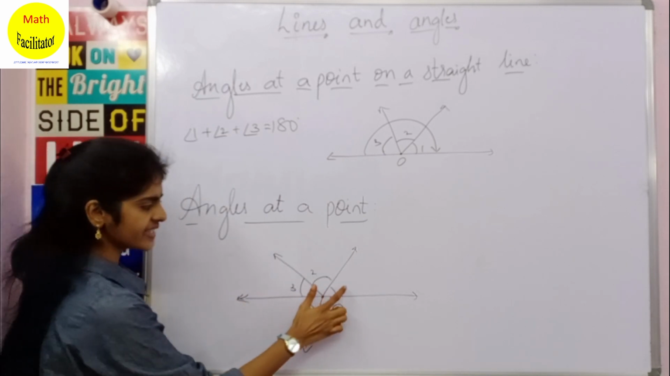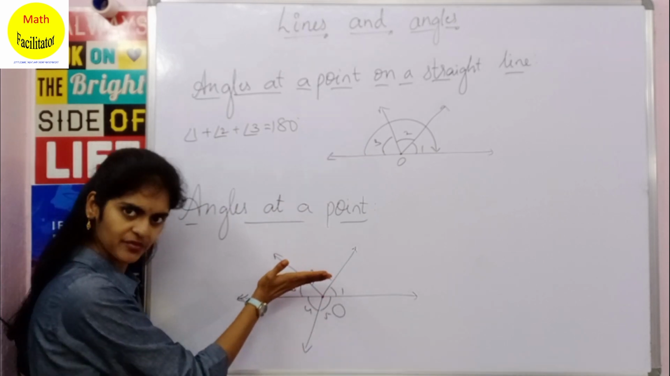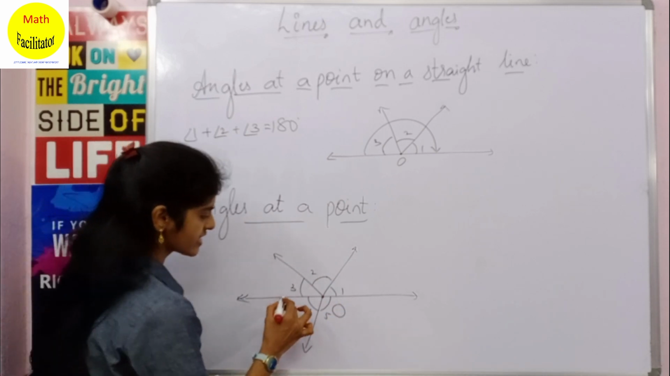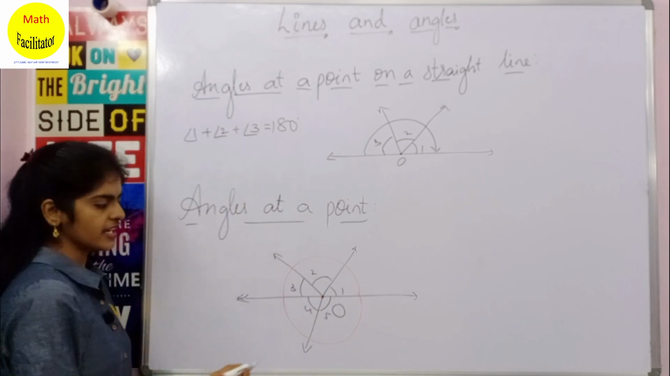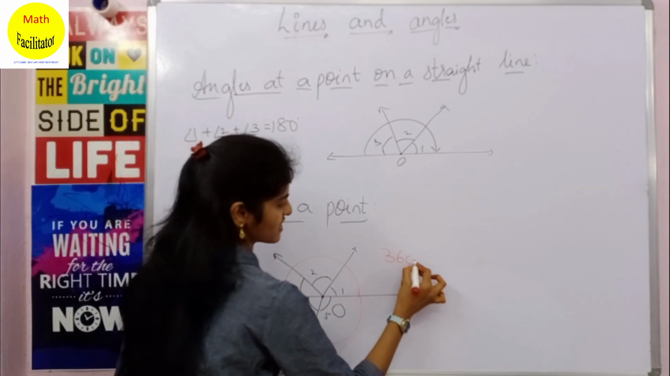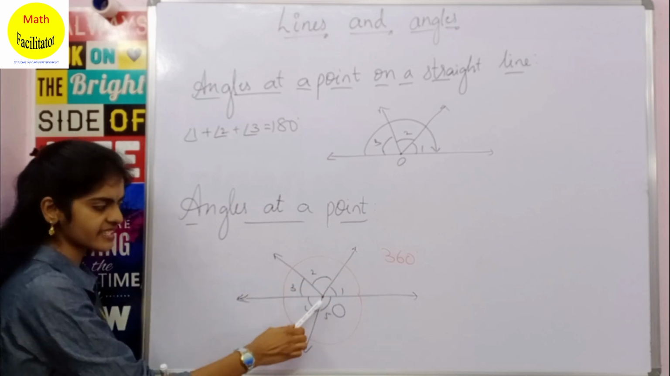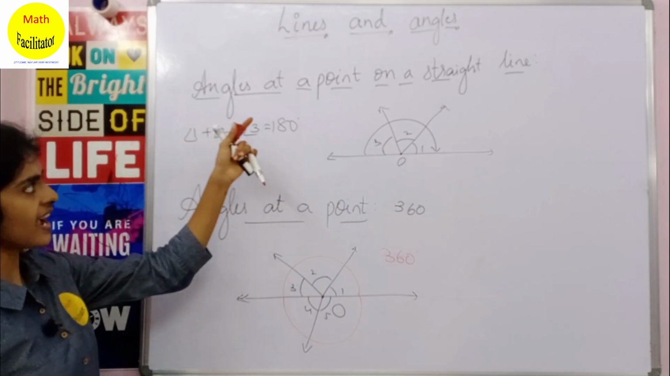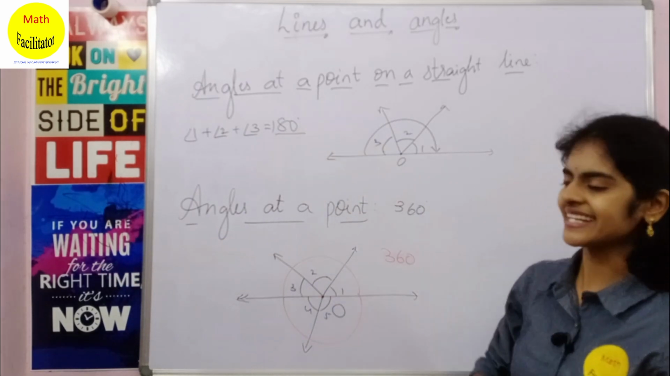As you have learned, angle 1 plus angle 2 plus angle 3, this top angle sum is 180. Similarly the bottom angle is also 180. Now what is this complete angle? It is 360 degrees. So if you take the sum of all the angles at a point, it is 360 degrees. Clear? Now if you take the sum of angles at a point on a straight line, it is 180 degrees. Clear?